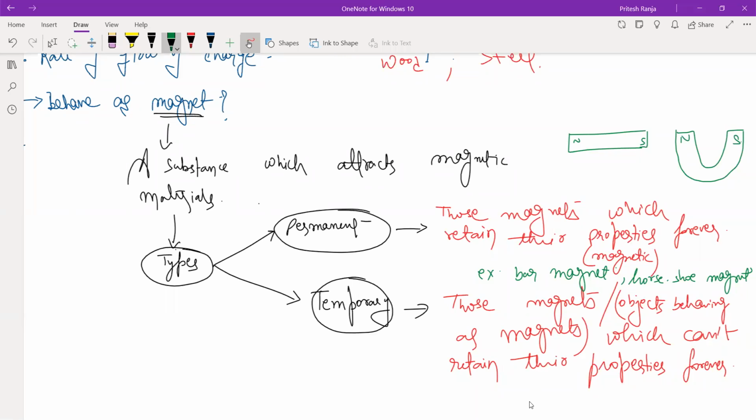Talking about temporary magnet, we can say a current carrying wire. A current carrying wire behaves as a temporary magnet. In short, you can say electromagnets. We will talk about electromagnets a little later.